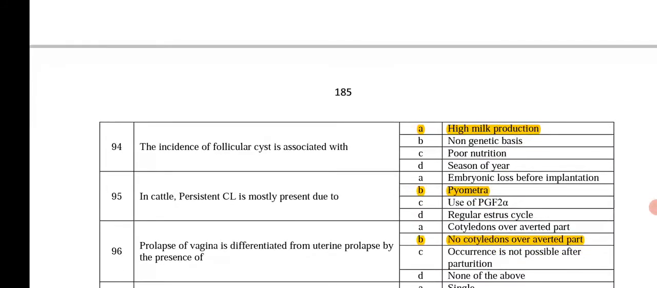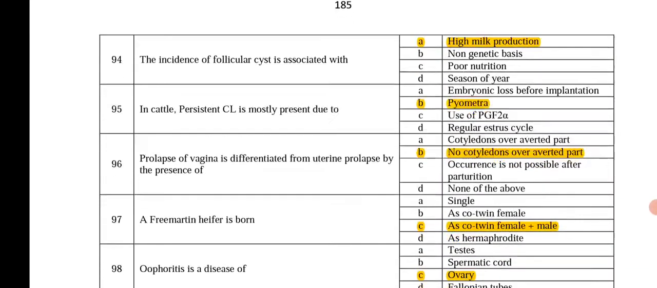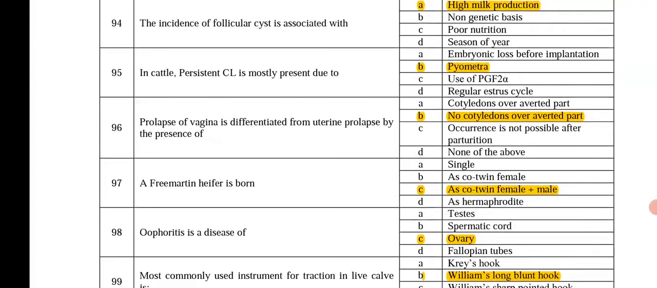The incidence of follicular cyst is associated with high milk production. In cattle, persistent corpus luteum is mostly present with pyometra. Prolapse of vagina is differentiated from uterine prolapse by the absence of cotyledons over everted part. A freemartin heifer is born as co-twin female plus male.